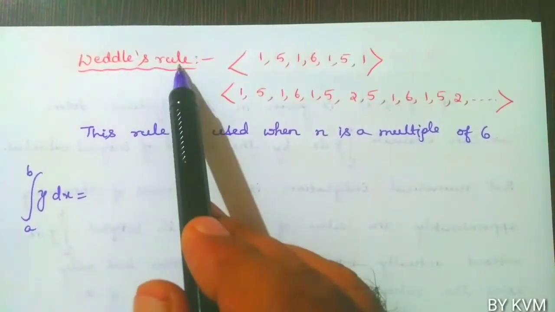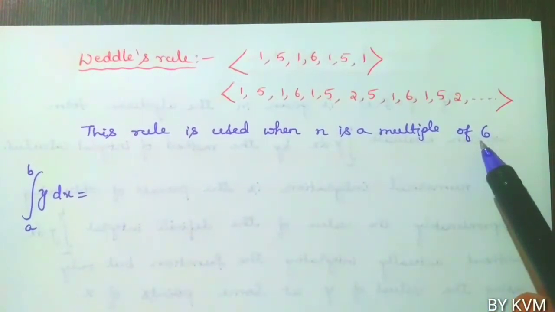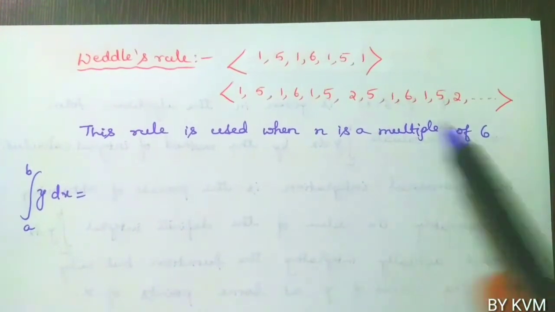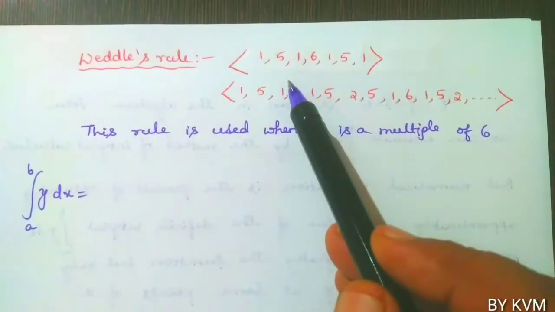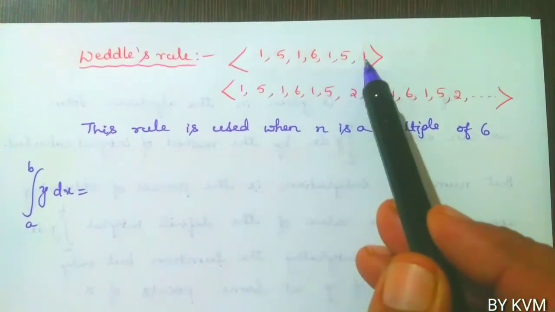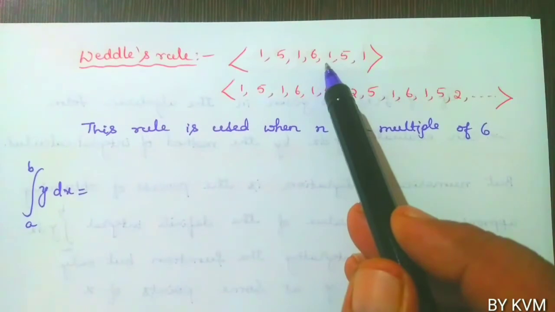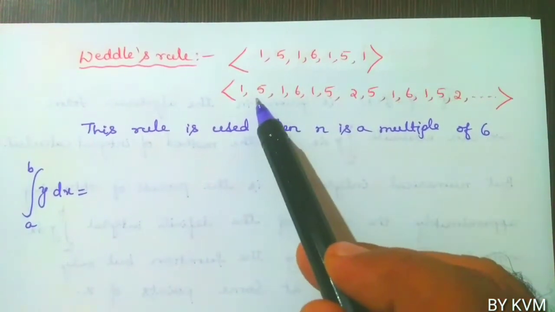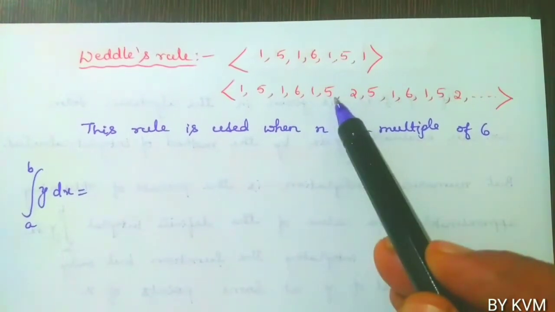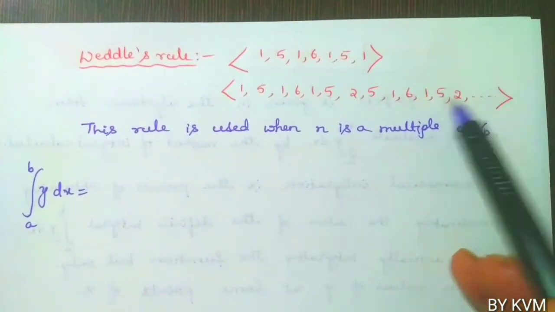The third formula is Weddle's rule. This rule is used when n is a multiple of 6. Multiple of 6 means n equals 6, 12, 18 and so on. Here we have to remember the sequence of numbers, that is 1 5 1 6 1 5 1 for 7 points. If there are more than 7 points, we have to use the second sequence. The second sequence is 1 5 1 6 1 5, then 2 5 1 6 1 5, again 2 5 1 6 1 5.